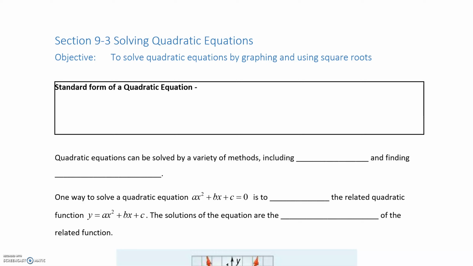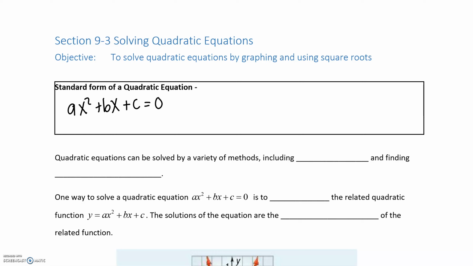If we remember from last class, the standard form of a quadratic equation is ax squared plus bx plus c equals 0. We've got our ax squared, where a is the coefficient of our x squared term, our bx, where b is the coefficient of our x term, and our c, which is just our constant.